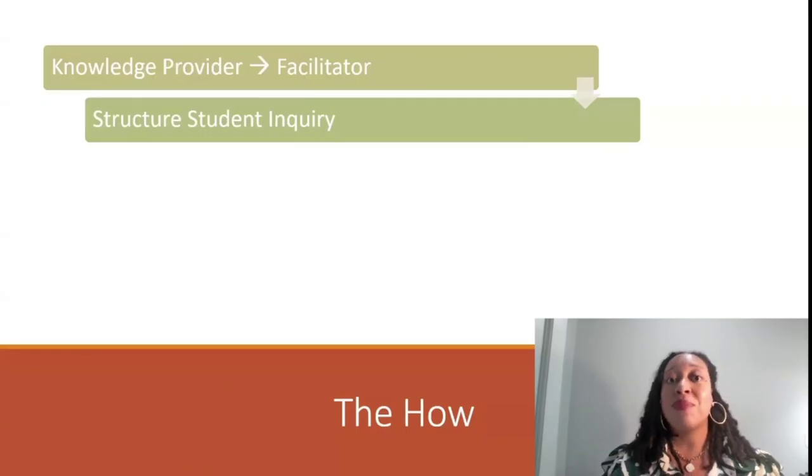So you're stepping away from the front of the classroom, you're stepping away from the PowerPoints, you're stepping away from the guided sheets with the very specific language that you want students to use throughout, and you have to relinquish that control. You're circulating the room and you are guiding. You're going to structure student inquiry.